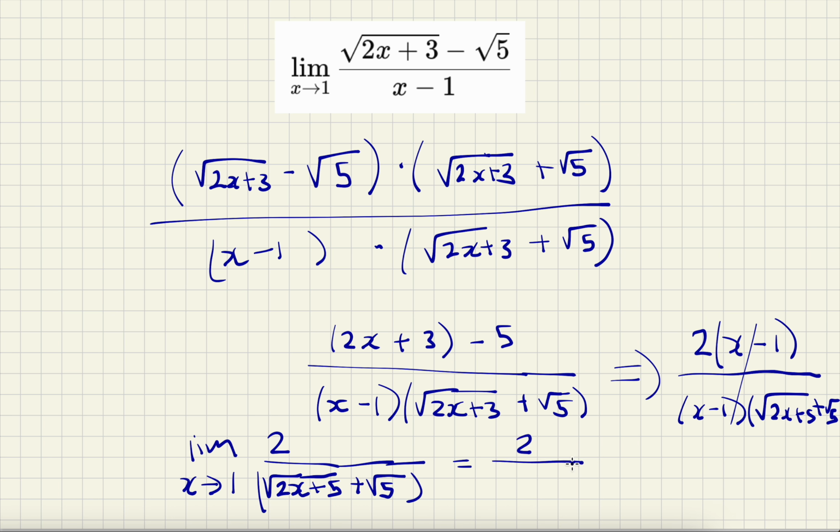So we get 2 over 2 times 1 is 1, and 2 plus 5 is 7. So the square root of 7 plus the square root of 5. And so we can leave our answer like this. Or if you want, we can multiply the numerator and the denominator by square root of 7 plus square root of 5, so you can cancel out the square root in the denominator. But this should be fine.